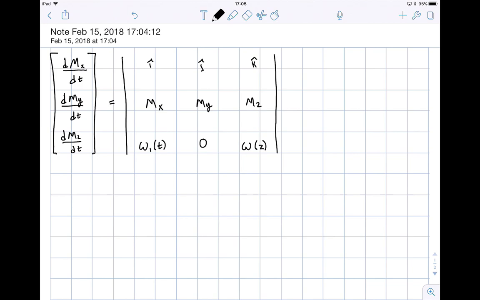We're going to look at taking the different cross products to give us a system of equations that we can then examine. So the first thing is to look at our dMx dt term, and that just comes out of the cross product here, the J and K columns, if you will. And we just end up with omega z 1.